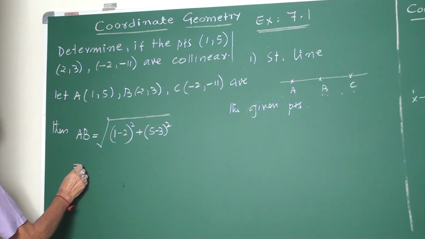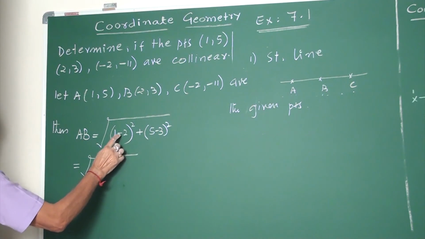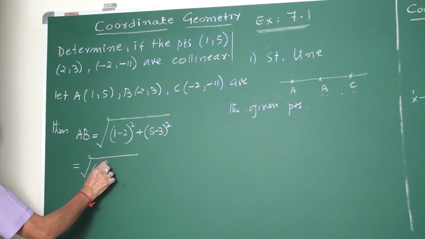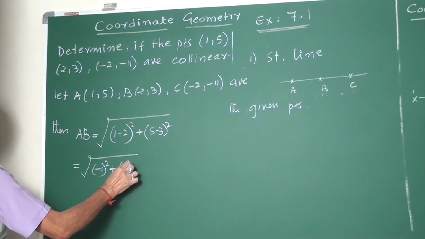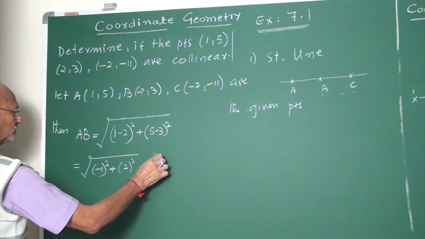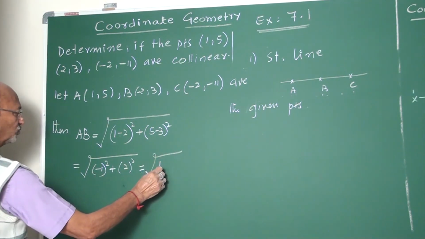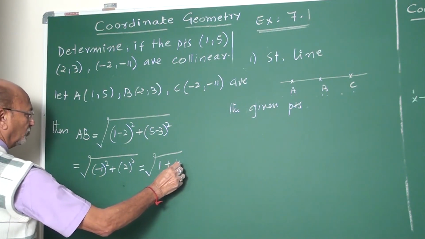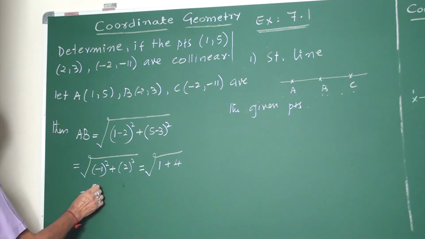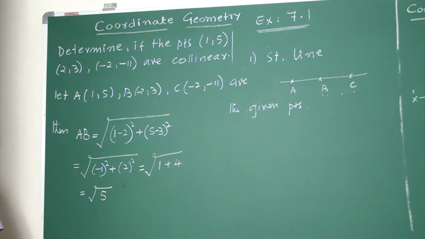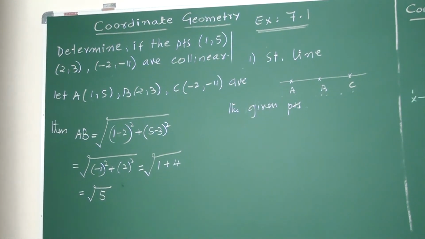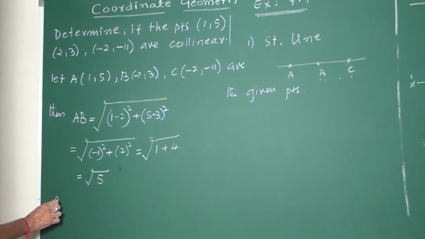Simplify. (-1) the whole square, (2) the whole square, under the square root. (-1) square is 1, 2 square is 4. So it is root 5. Root 5 is AB. Next is BC.